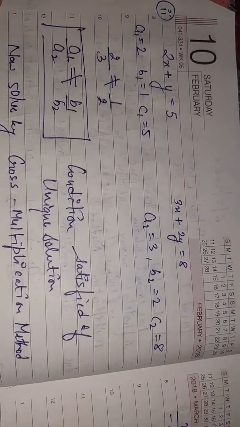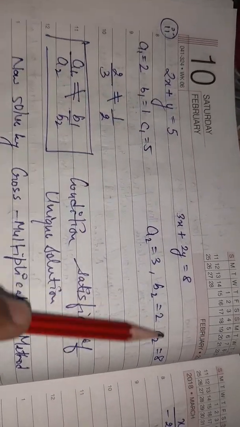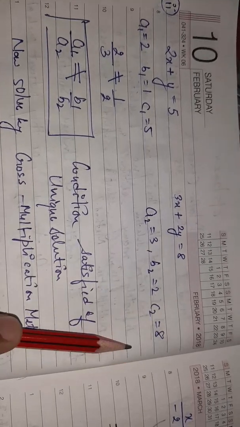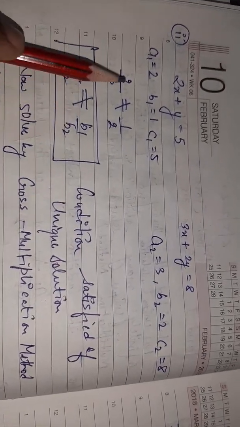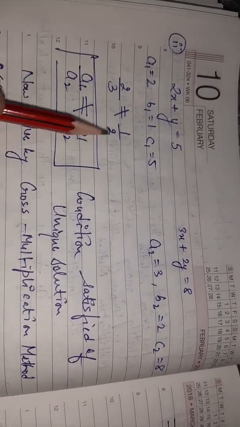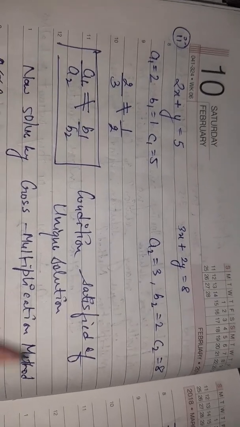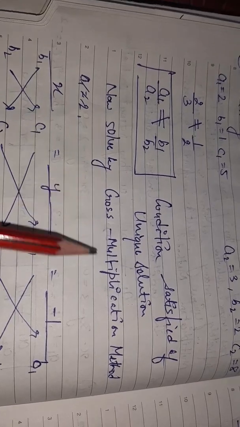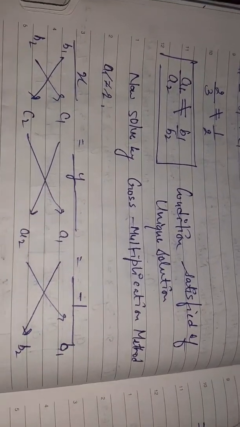Now see question number 2. Interesting question. 2x plus y is equal to 5. 3x plus 2y is equal to 8. a1, b1, c1, a2, b2, c2. Check the condition. a1 upon a2 is not equal to b1 upon b2. The condition is satisfied. Now we will solve this by cross multiplication method. How should you use the cross multiplication method?